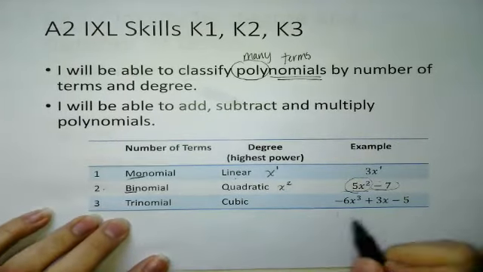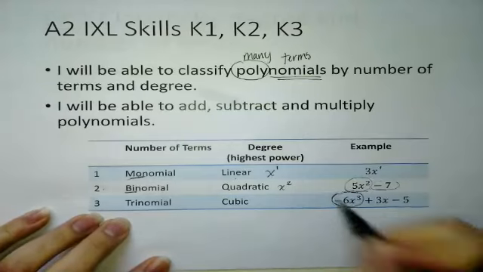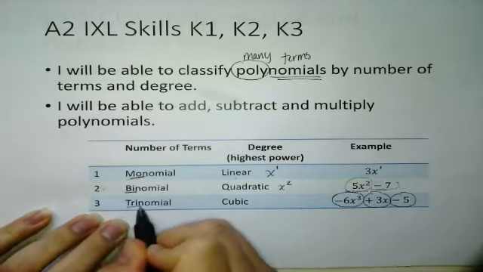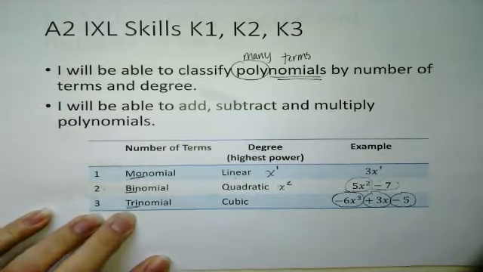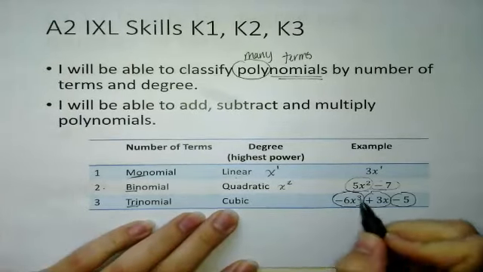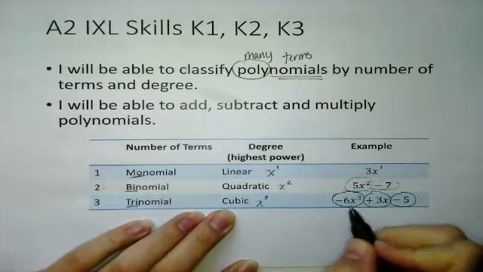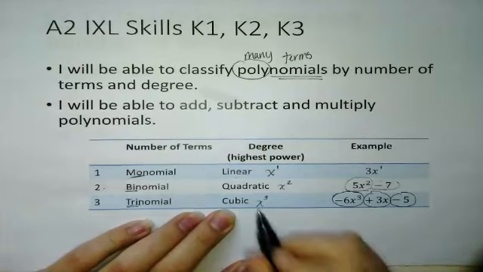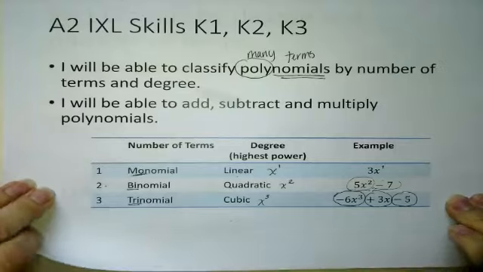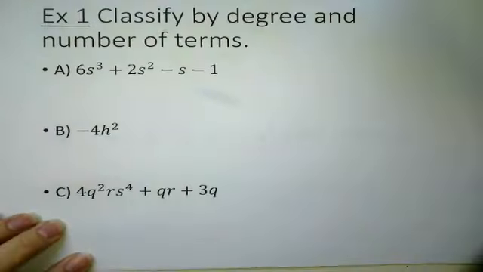And here we have a trinomial. You can see here is one term, here is a second term, and here is a third term. So it is a trinomial. Tri means 3. It is also an example of a cubic function because the highest power here is x cubed. That highest power is 3, and that's what we call a cubic function. So hopefully you remember those terms and those special words.